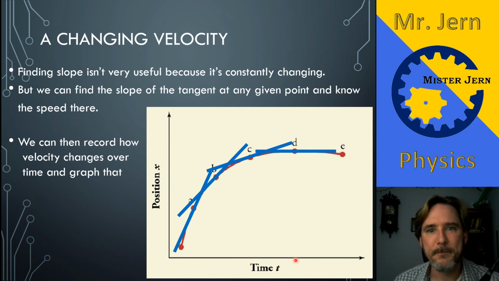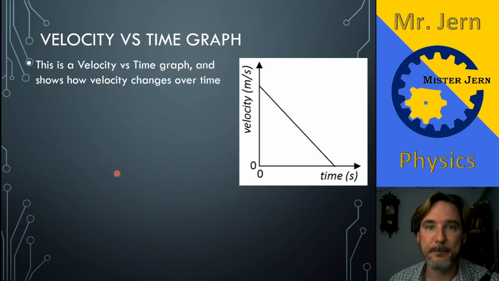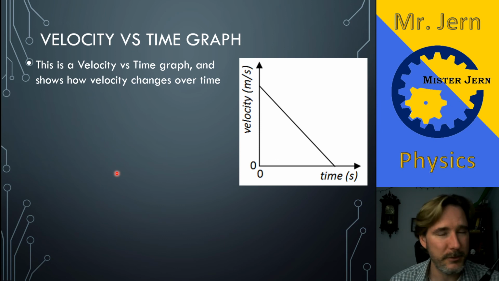So let's do that. But now, it's not a position time graph, because what are we graphing? We're graphing the speed, or not just speed though, because we know these particular ones are positive. Okay, so we know the direction too. So we're not just graphing speed versus time. We're going to be graphing velocity versus time. So let's take a look at that. Here is a velocity versus time graph.